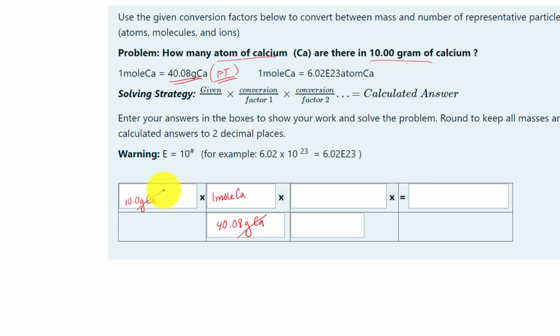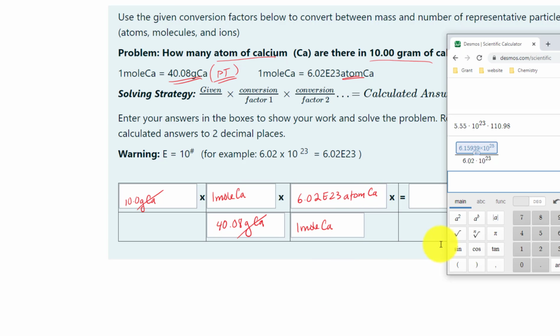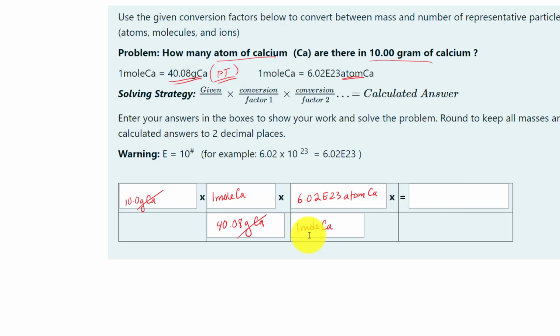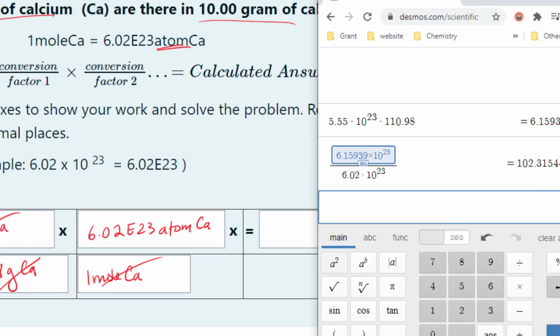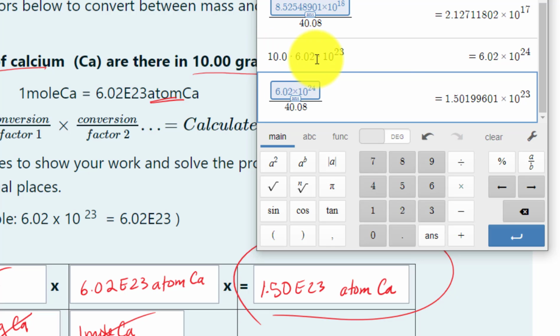Now we want to get all the way to molecules, well, specifically atoms. So this part must be on the bottom: 1 mole of Ca equals 6.02 e to the 23rd atoms of Ca. And then we use our decimal calculator. Multiply everything on top. See how mole cancels out? Let me cross that out for you first. When we type in the calculator, 10 times 6.02 times 10 to the 23rd, and then we divide by 40.08, and that gives us our answer, 1.50 times 10 to the 23rd atoms of calcium. There you go.